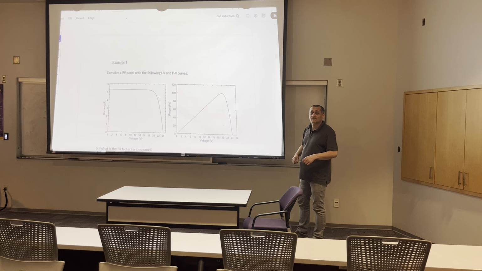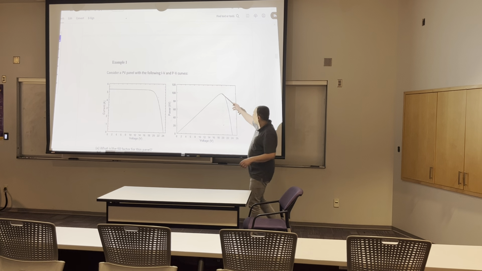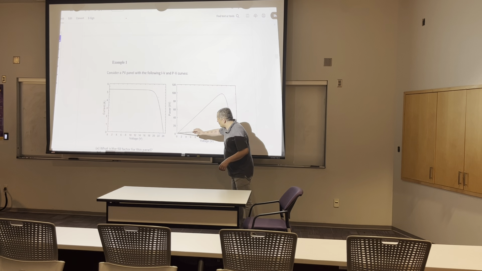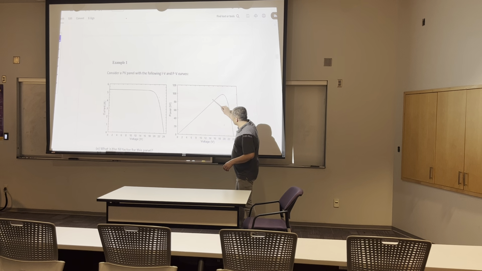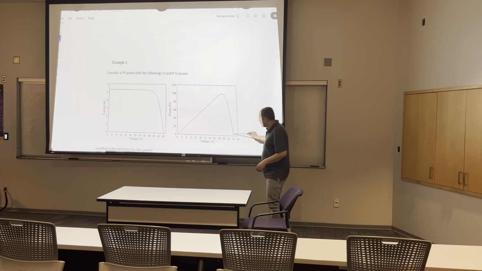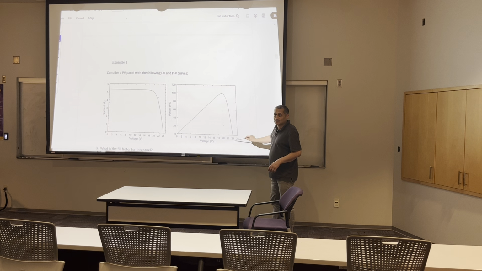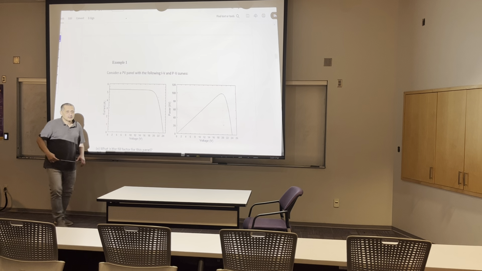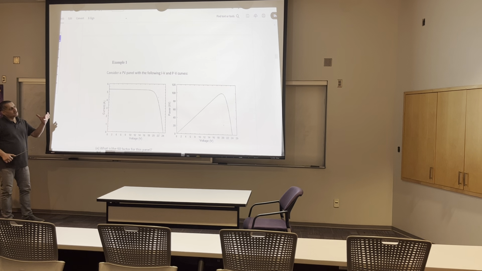The power, is it constant? No, this is max power. Here the power increases to reach the max, then drops to this point. Why does it drop to this point? I will explain now. We need another curve to discuss that.